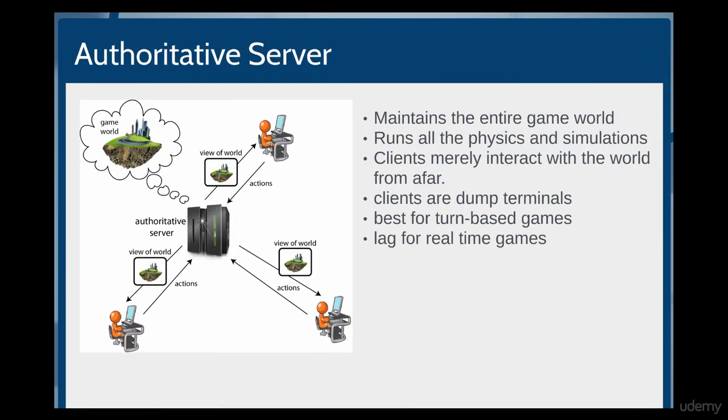There are 2 types of servers. First of all, there's an authoritative server. The authoritative server maintains an entire game world. So the game environment and all of the objects in the game exist on the authoritative server's hardware and memory. The authoritative server runs all the physics and simulations, and the clients just act as a window into that world. Essentially, they are dumb terminals looking at a version of that world as they receive it from the server.